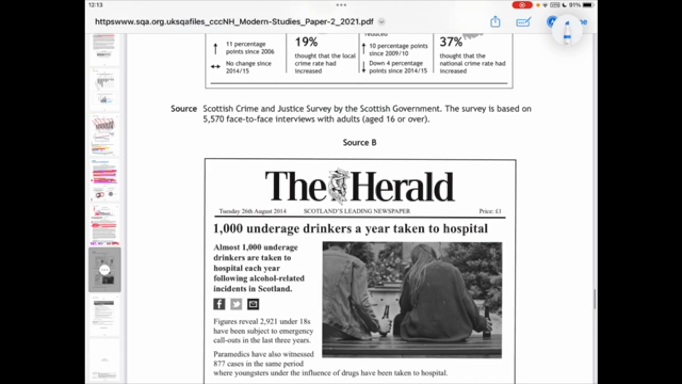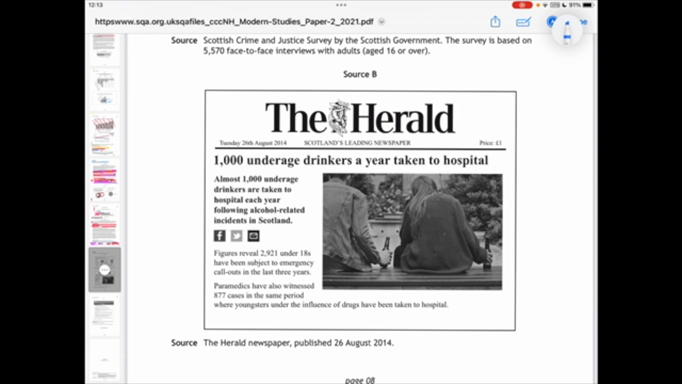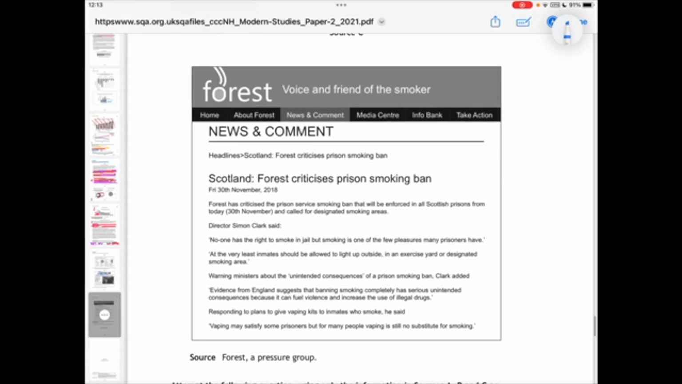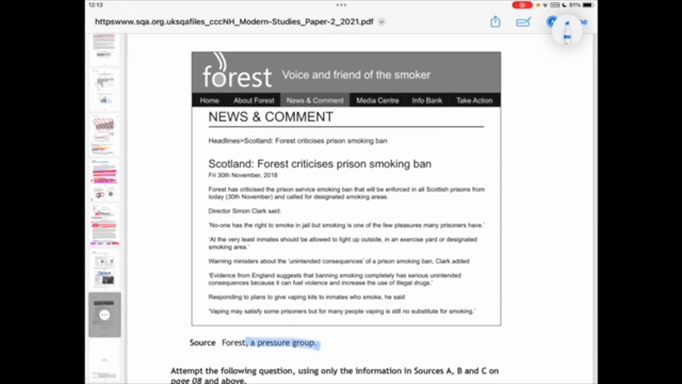Source B is the Herald, so it's a newspaper. So we know right away that maybe that will not be reliable because newspapers can be biased. But it's not just a newspaper, it's Scotland's leading newspaper, as you can see. So there's a chance that might actually be pretty reliable. Source C, the last one, is a pressure group, meaning they're probably going to try and influence you, meaning they are going to be less reliable than the other two.